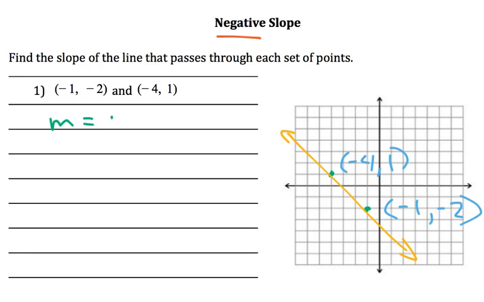Even though these have grown practiced, we're going to rewrite the formula: y2 minus y1 over x2 minus x1. Treating either of these as 2 and then 1, we're going to go in the same order though. But I'm in the habit of always doing the last at the start. So here's negative 2 minus 1. And then here is negative 1 minus a negative 4.